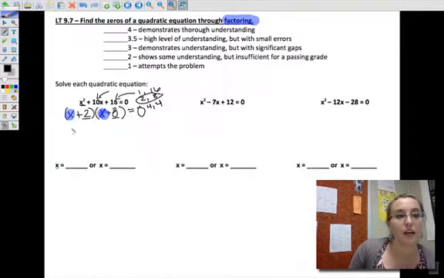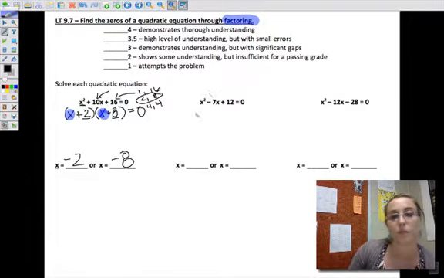So I need each term to become 0, because with a product of two terms that equals 0, we know that one of them has to be 0. So that means x would be negative 2 or x would be negative 8. All right, next one, factor it out.